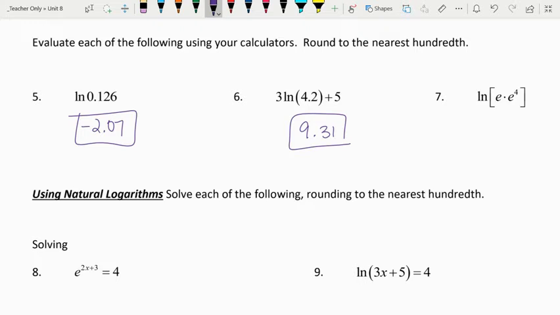And on the next one, we have ln of e times e to the fourth. If we do that, it's really ln of e to the fifth, right? Because ln of e times e to the fourth, we can add those exponents, and it's e to the fifth. If you do that, you get 5. Notice how it just canceled ln and e. They are inverses, so they do cancel each other.